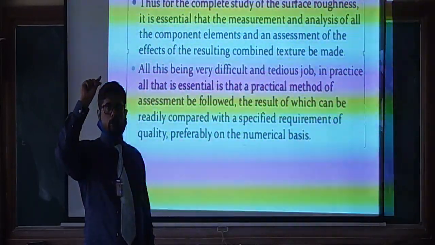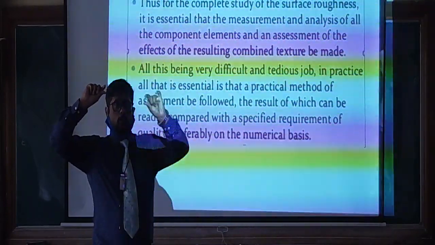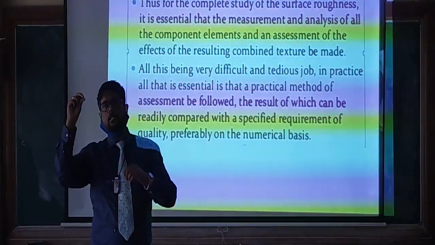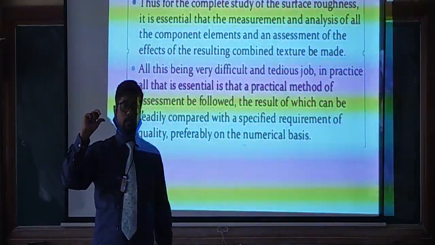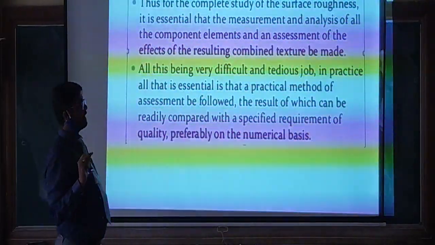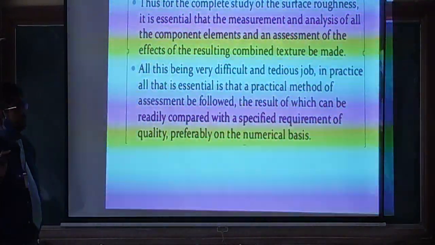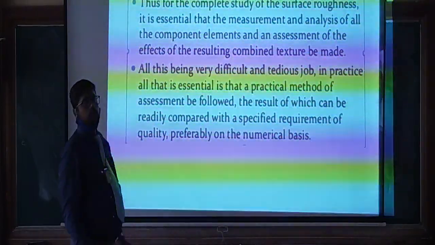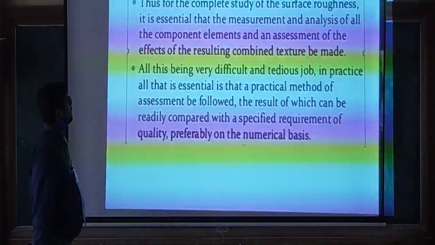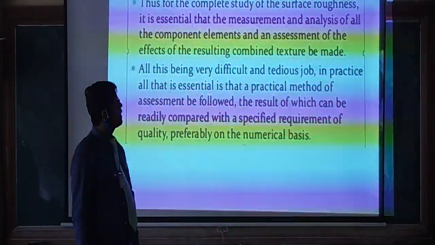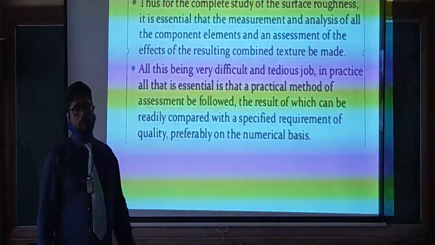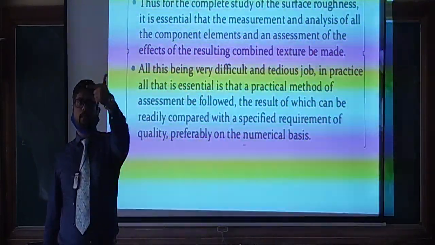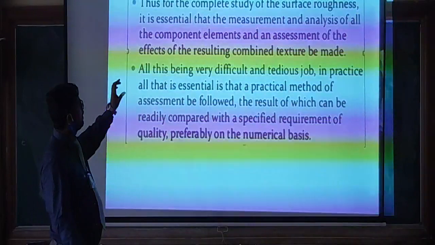Second, according to the surface value you select the tool, and according to this tool you select the recommended cutting speed, feed, and depth of cut to set on the machine. So that is very important. The complete study of surface roughness is essential, and it is essential that the measurement and analysis of all the component elements be done. These are the component elements: the cutting tool is one component element, and the second is the cutting speed, feed, and depth of cut.